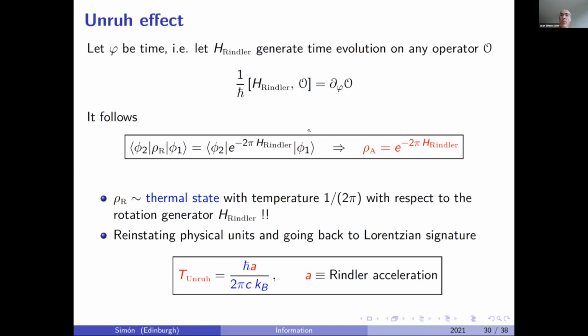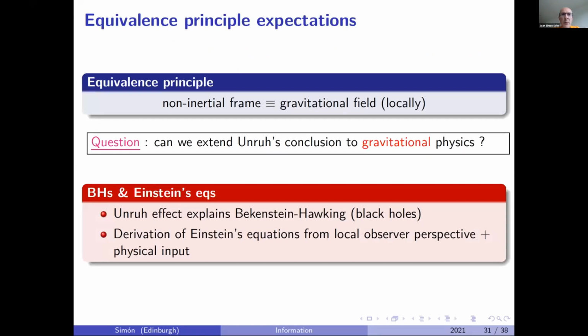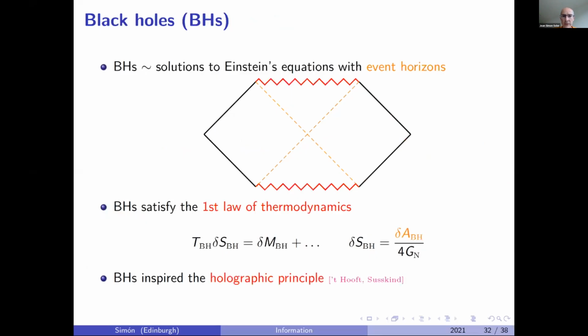But this looks like a Boltzmann factor in our quantum statistical mechanics example, and indeed it is. When I go to Lorentzian signature, the physics associated with these accelerated observers is encoded with this non-trivial temperature, which involves all the constants in our system. Since this is all I wanted to say, if I use the equivalence principle, you may suspect that this has something to do with black holes, but I don't have time for that.